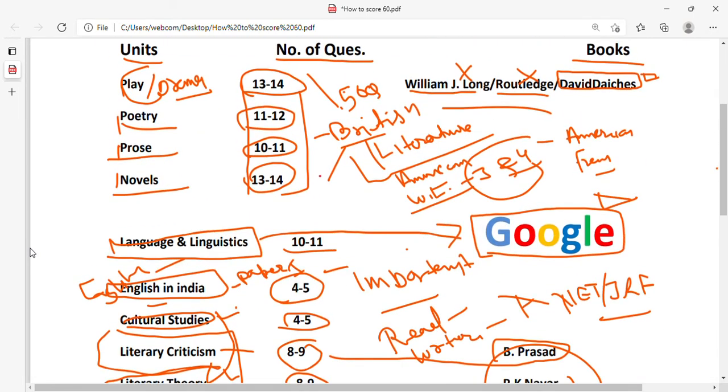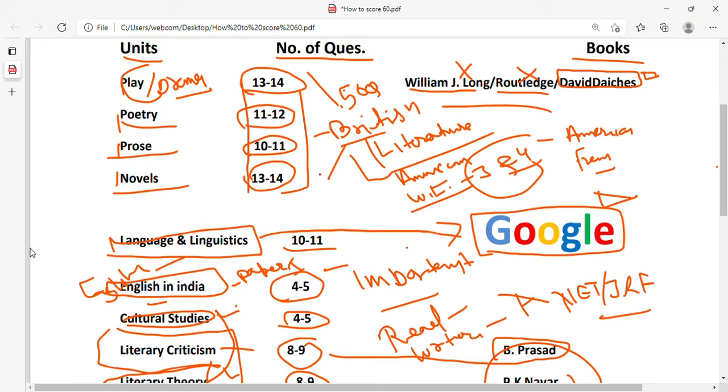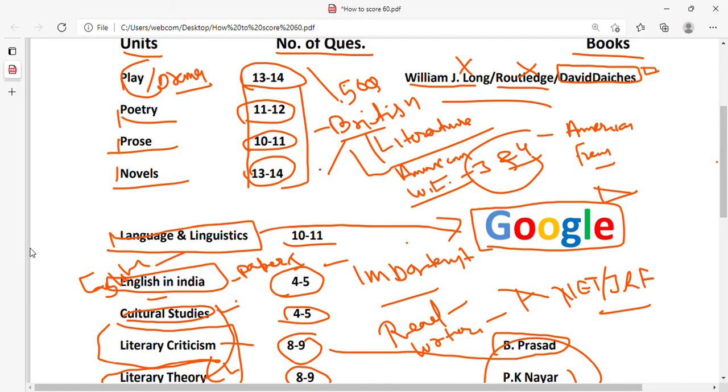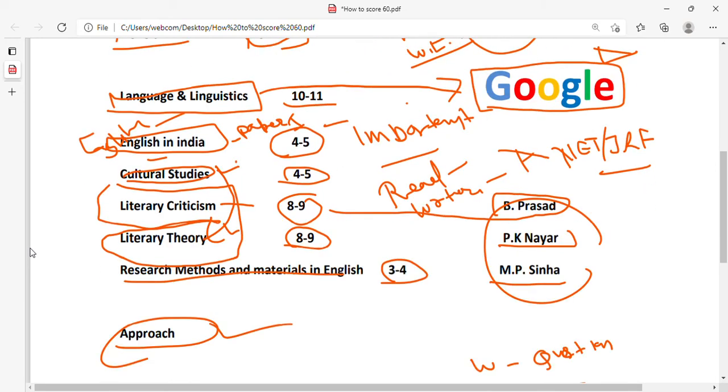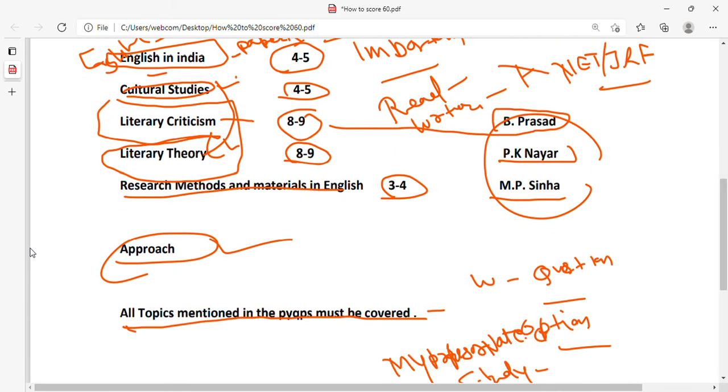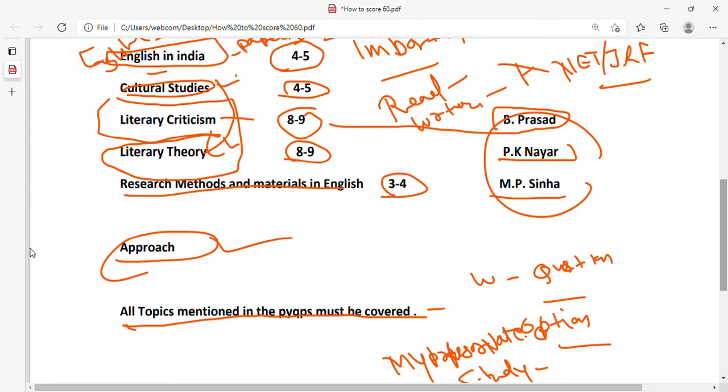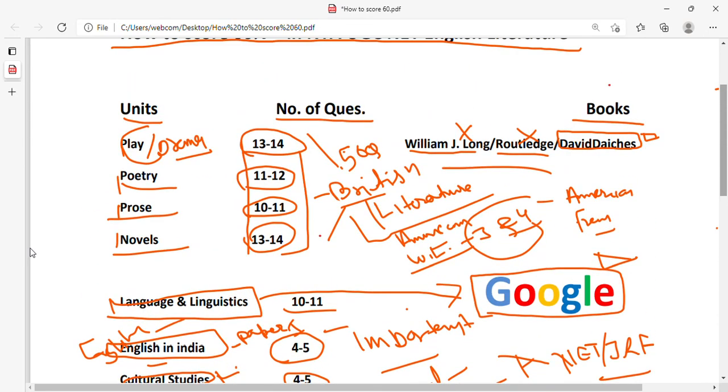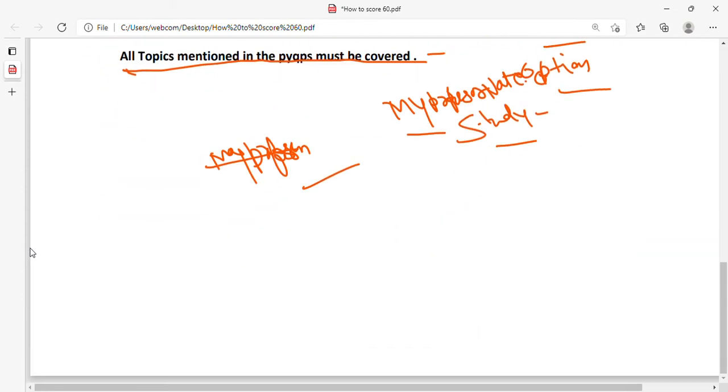So these are the strategy, these are the prerequisites that you need to know, how many questions are being asked from these units and how you can cover them. Once you have a blueprint, then you just have to follow it, right? If still you are confused, I know some of you will be confused, right?